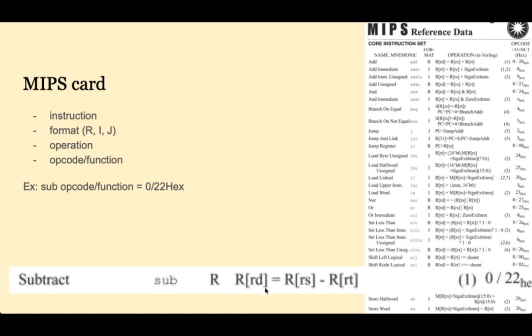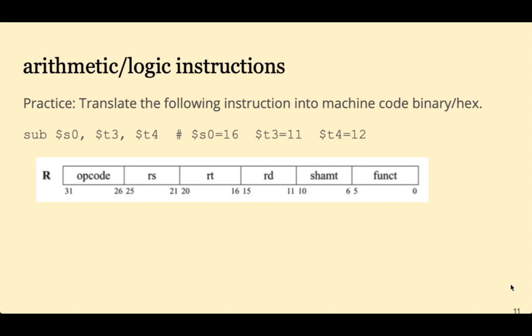The way to read this is that the destination register equals the source registers subtracted from each other, RS minus RT. And over on the far right, we have the opcode, which is 0, and the function code, which is 22 hex. Let's practice translating this instruction into machine code in binary.